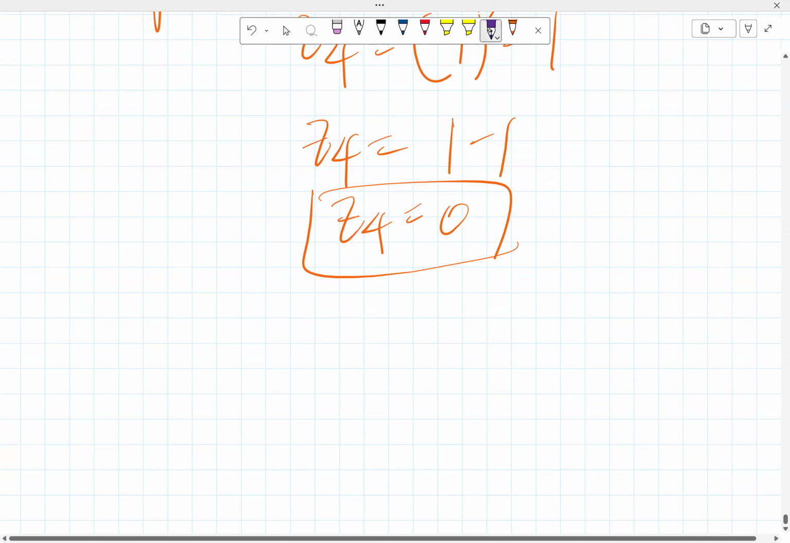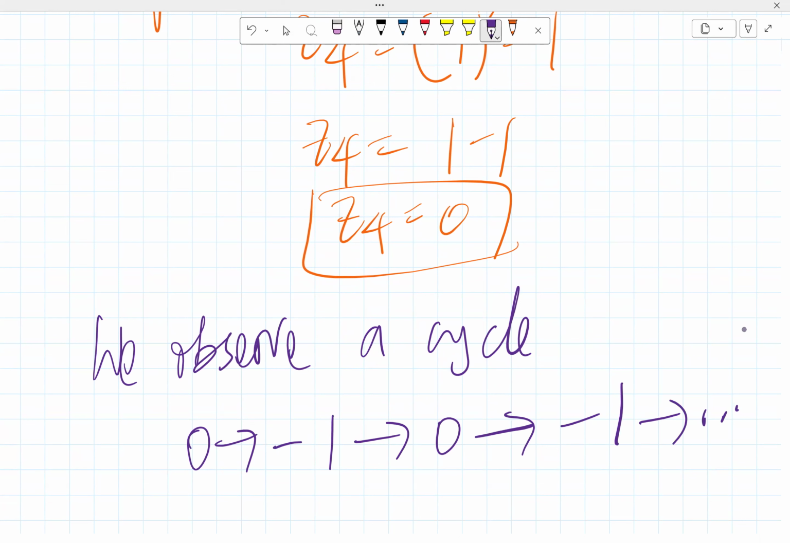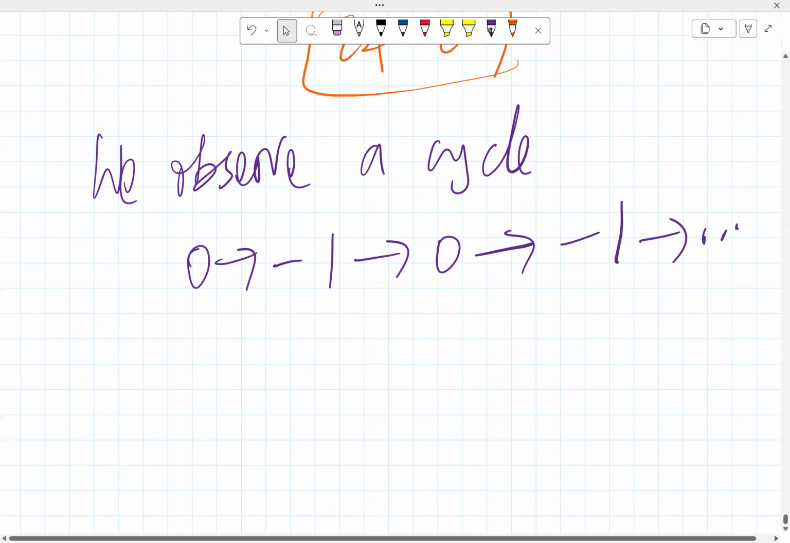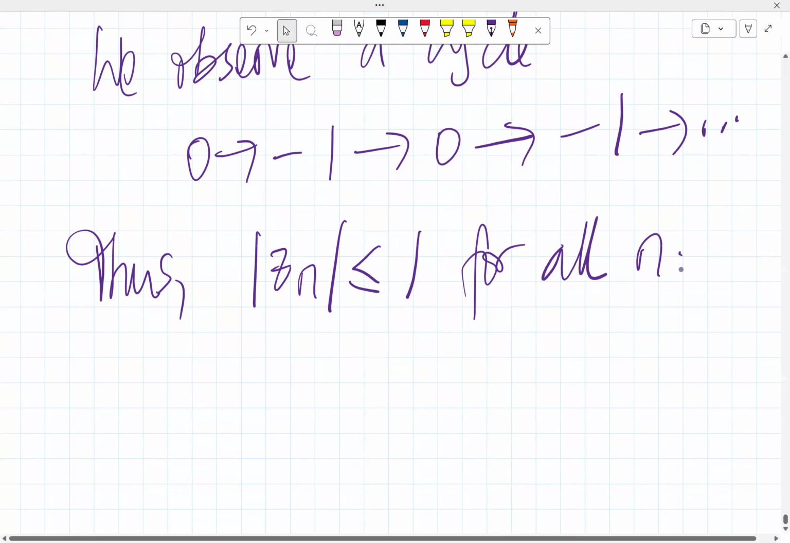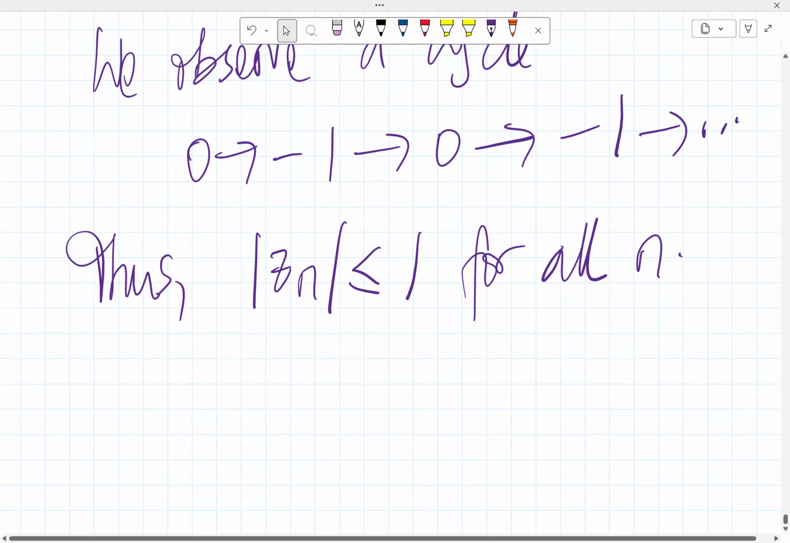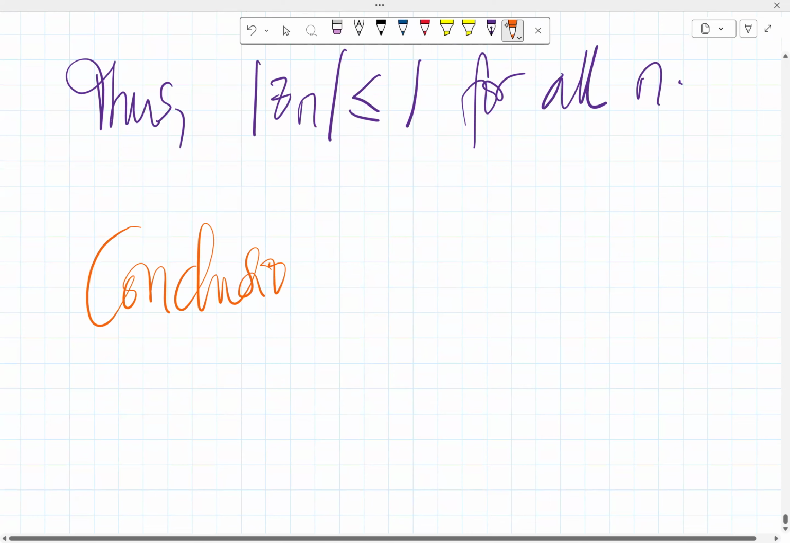We observe a cycle: 0 to minus 1, minus 1 to 0, 0 to minus 1, and it keeps going like that. So there's no divergence of any sort. So we can then say, thus, the absolute value of Zn is less than or equal to 1 for all n. So if you keep going, it's always less. So it's bounded by 1. So the conclusion then is that the sequence, right?